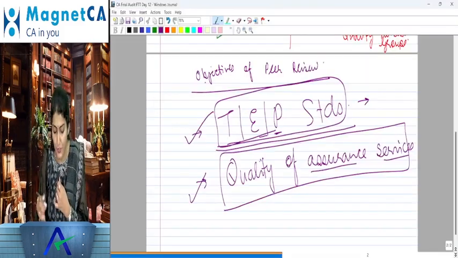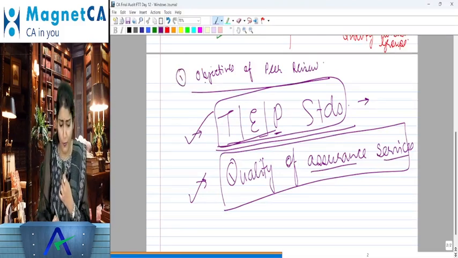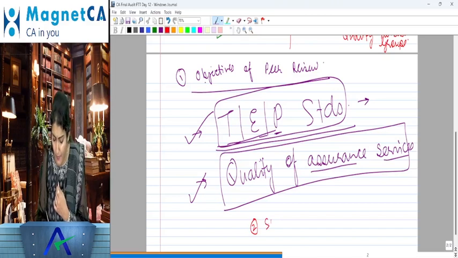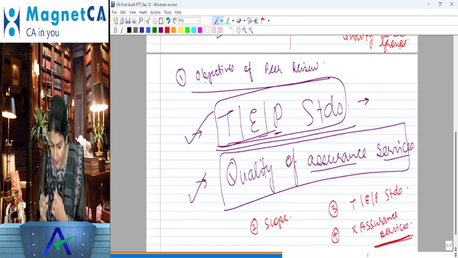Okay, now I'm going to discuss 4 questions with you. One, what is the objective of peer review? Second, what is the scope of peer review? Third, what do you mean by technical, ethical and professional standards? And fourth, what is not included in the assurance services?